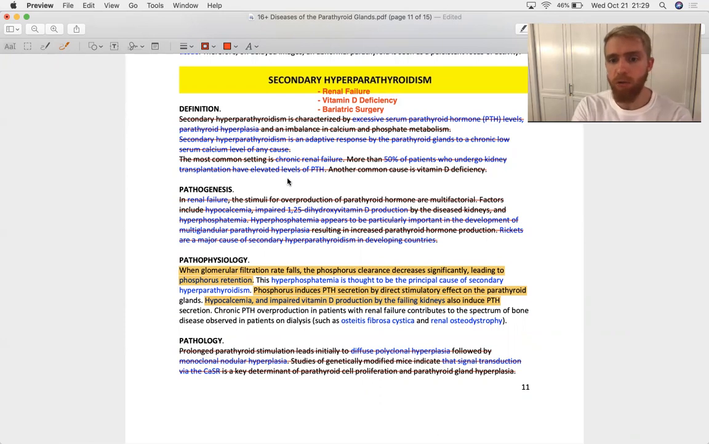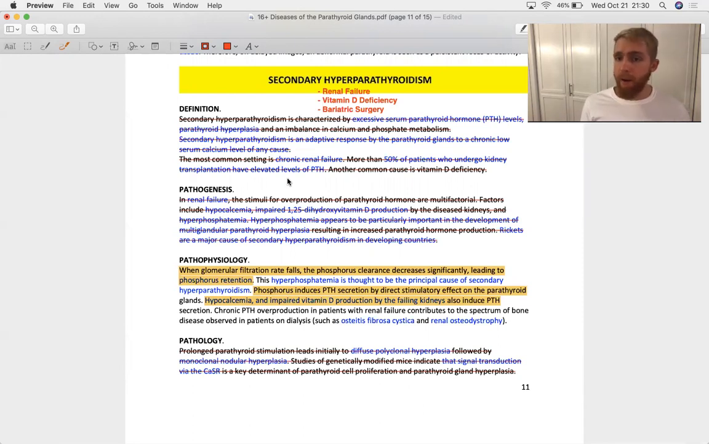Secondary is going to be due to a little bit bigger differential. Renal failure is up there because you're not going to be reabsorbing any calcium. So calcium stays persistently low. So PTH stays persistently high to always be pulling it from bones. Vitamin D deficiency as well, because vitamin D is going to raise your blood calcium. So if you don't have vitamin D, you don't absorb calcium from the gut. You don't pull it from your bones. You lose it. So you raise PTH due to the hypocalcemia there.